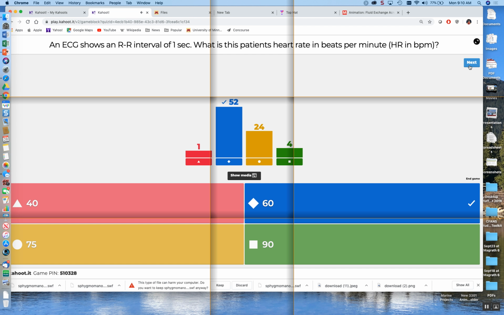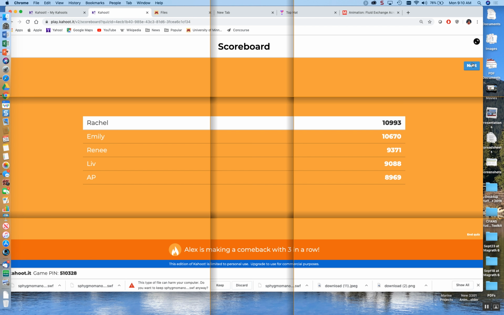Okay, so what it would be is 1 beat per 1 second, and then when you change that to beats per minute, you just multiply by 60, right? So that would be 60 BPM. Good job. So again, the R to R value is 1 second. It'd be 1 beat per 1 second, and you just have to convert that to beats per minute.